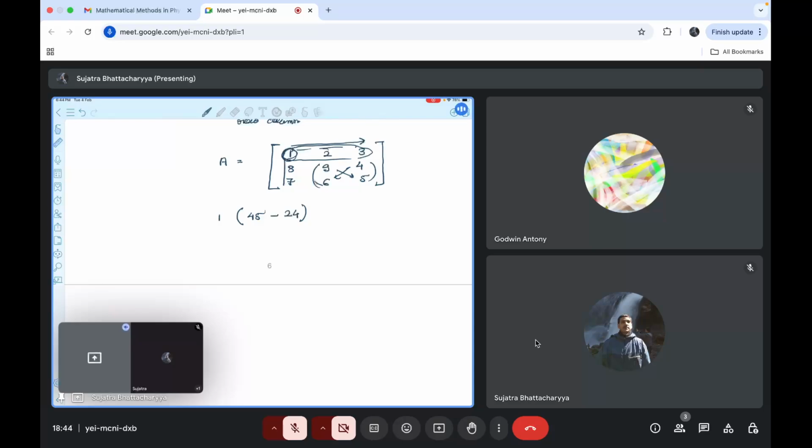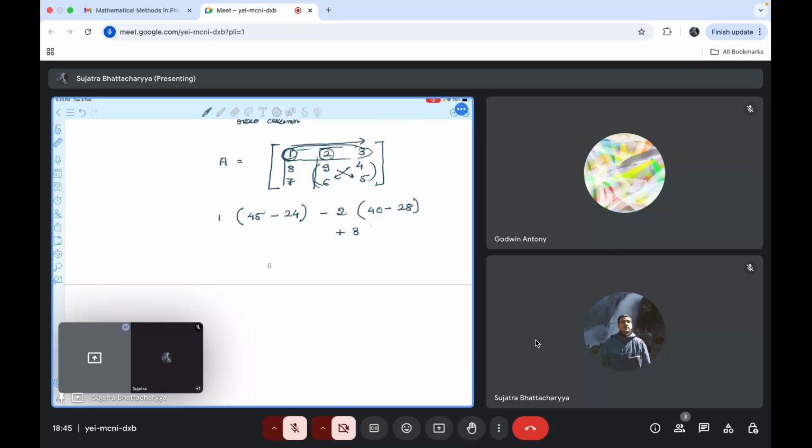Second is the second element which you will be taking, there is a negative sign for that. So minus 2. Again, leave that row, leave that column. So you have 8, 7, 4, 5. So it will be 8 5s are 40 minus 4 7s are 28.